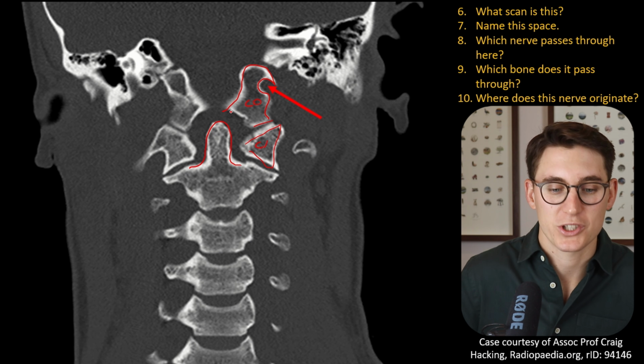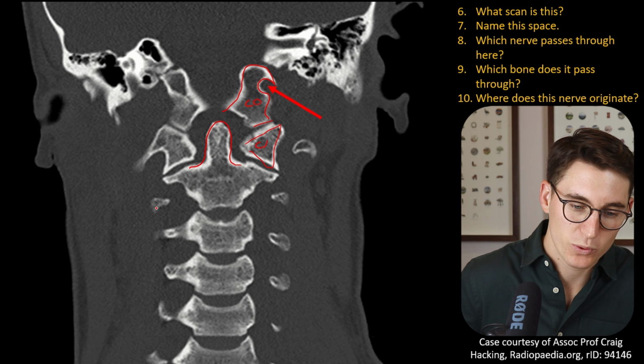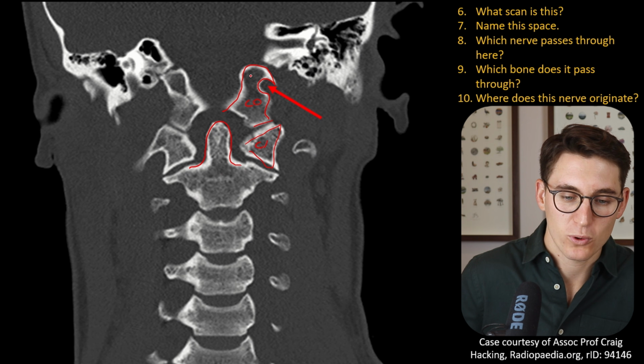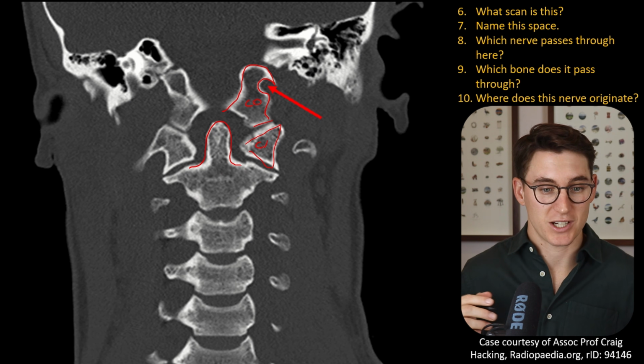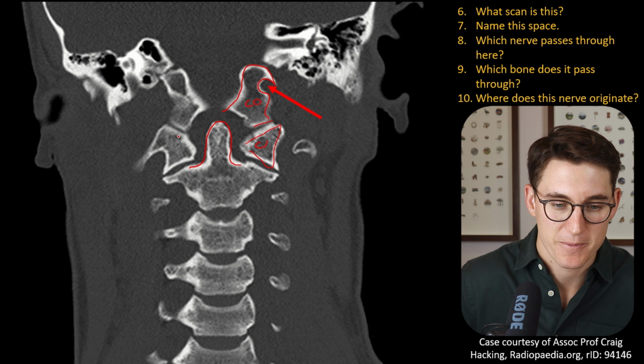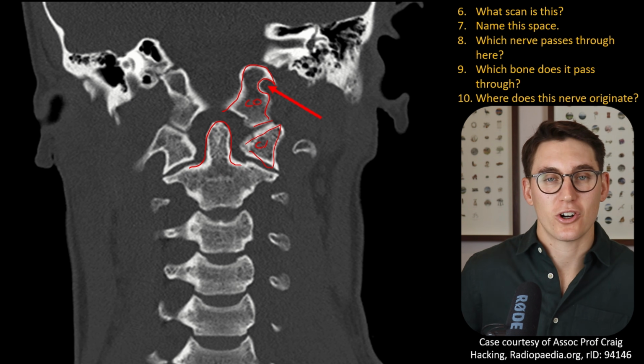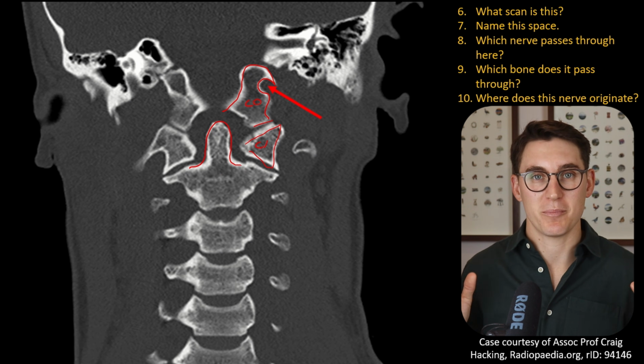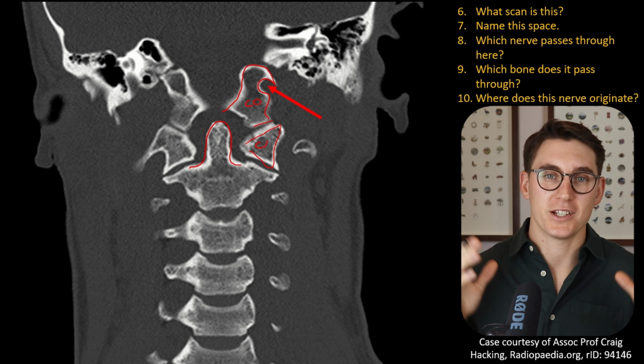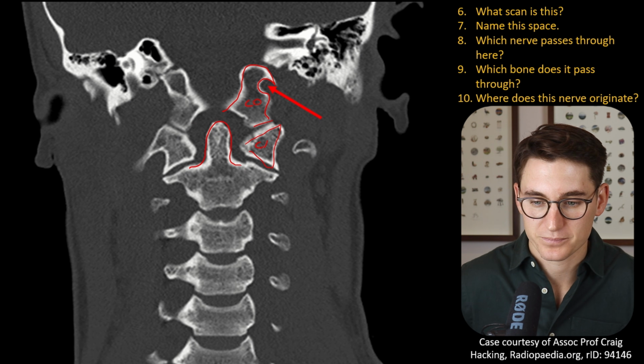We have C1, which is our atlas, C2, which is our axis, and some people call the occipital condyles C0 because it kind of looks like a cervical vertebra. Now, these occipital condyles are lateral to our foramen magnum. They create the opening to the skull vault itself.